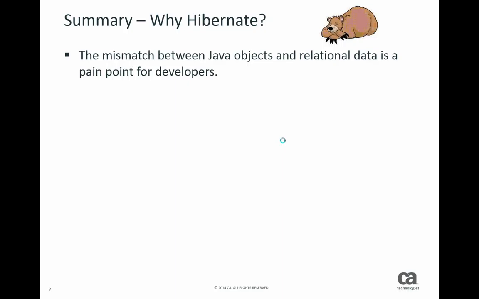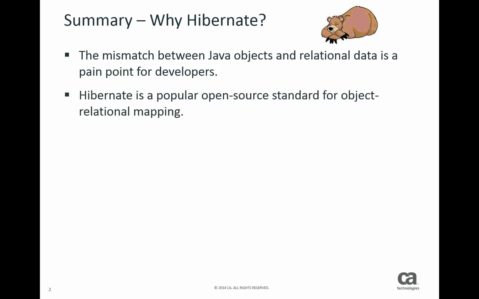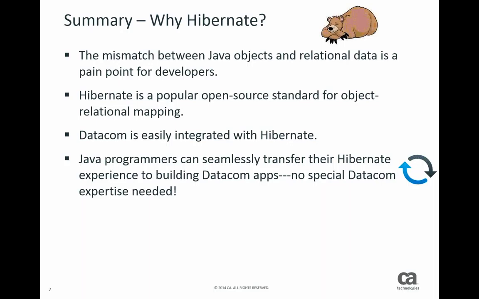The background is a fundamental problem that comes up when developing applications against relational databases. There's often some kind of mismatch between the data model in a language and the database schema in the database. So Hibernate's a popular open source solution to standardize object relational mapping in Java, and we're going to see that Datacom is easily integrated with Hibernate. This means that Java programmers can take existing Hibernate skills and transfer them to building Datacom apps with no special Datacom expertise needed.